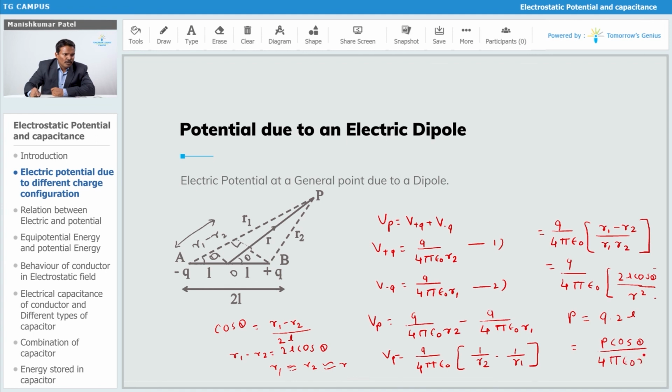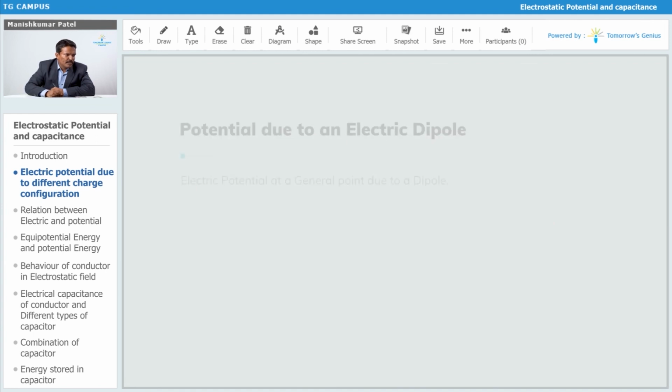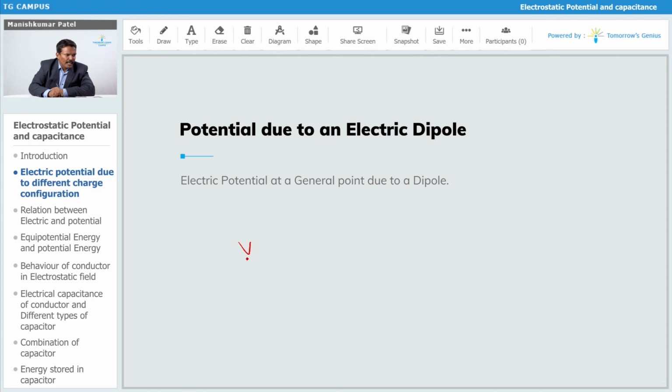So that means now you can say that the potential at any general point is P cos theta upon 4 pi epsilon naught R square. So this is the general expression at any point due to this dipole. Then we have also seen it for the equator, which is 0, and for the axis, which is 2P upon 4 pi epsilon naught R cube.